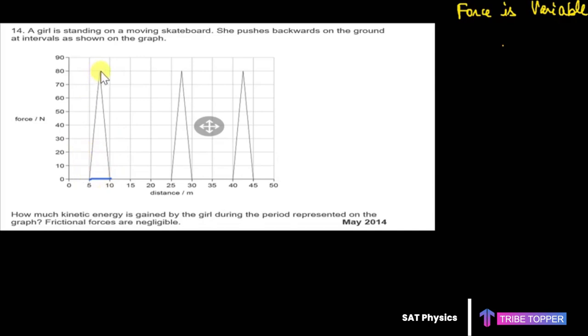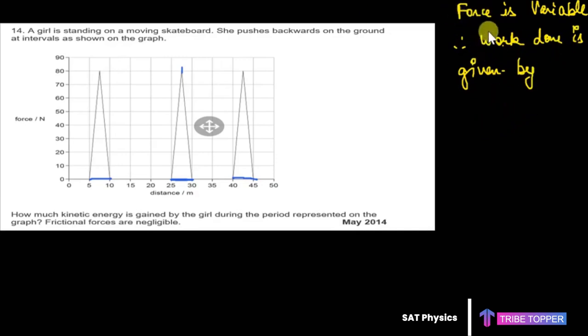It increases to 80 Newton, falls down. Then she continues moving. Then again in the next interval of 5 meters, the force goes up, comes down. And again the force goes up and comes down. So this is the case of a variable force. And when the force is variable, the work done is given by the area under the curve. Do you remember that? You have done that in the topic of work, energy and forces.